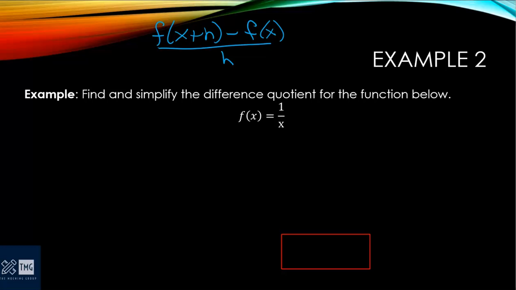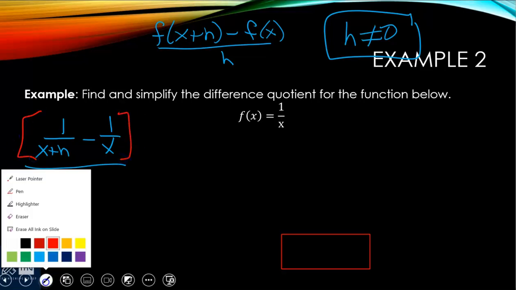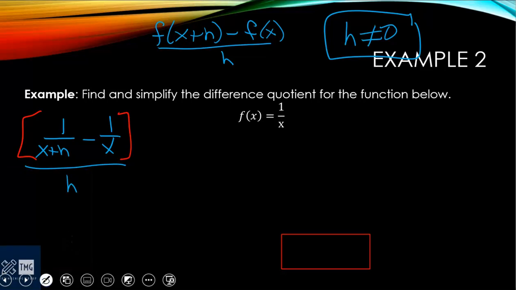So we start by plugging in x plus h for x in our function. So we have 1 over x plus h minus the function, which is just 1 over x, and that goes over h. Once again, h cannot equal 0. Do not forget about that. Now we need to divide this by h, but right now we have ourselves a complex fraction. So I'm going to start by getting my numerator to be a single fraction.